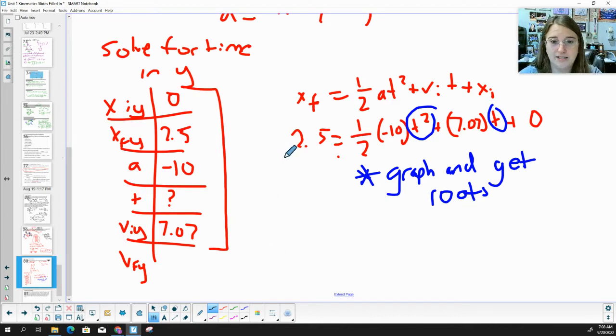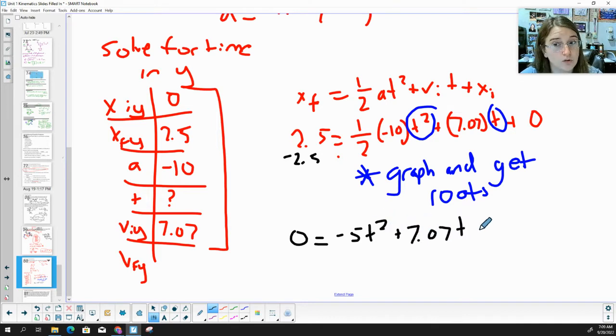So I'm going to do a couple things here. I'm going to move the 2.5 over, and then simplify 1/2 times the -10. Moving the 2.5 over leaves 0 on this side. I have 1/2 times -10, so I got -5t squared plus 7.07t. Again, that's what screws us up. And then I still have this -2.5 that I moved over.